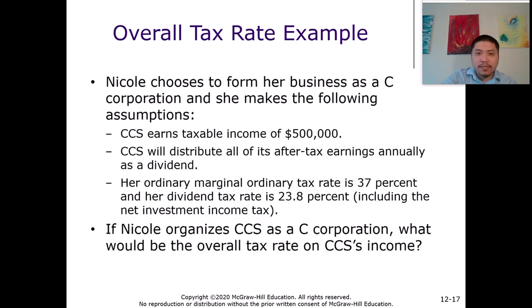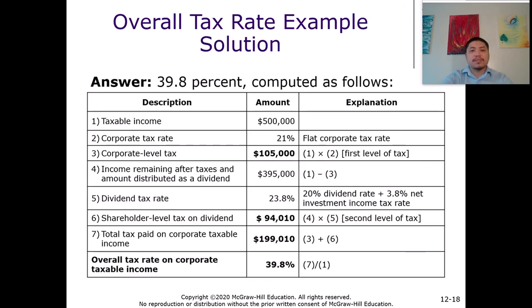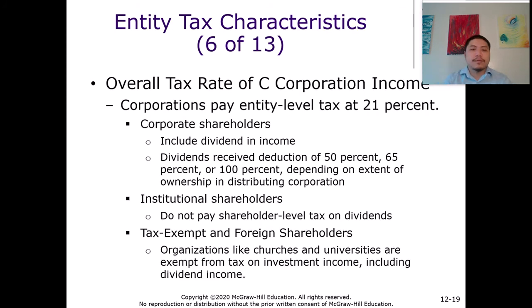Yeah. So this example shows you how to calculate the true level of taxation, the double taxation. And for high income taxpayers, as you can see, the overall tax rate, the average tax rate, can be really high for the income that they receive from the company. So in this case, maybe forming a C corporation is not a good idea for Nicole. All right.